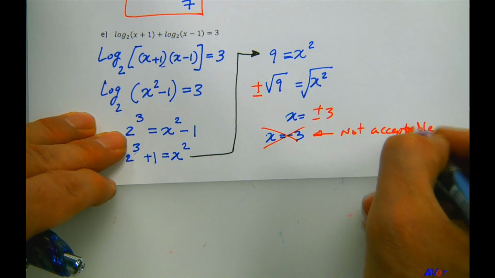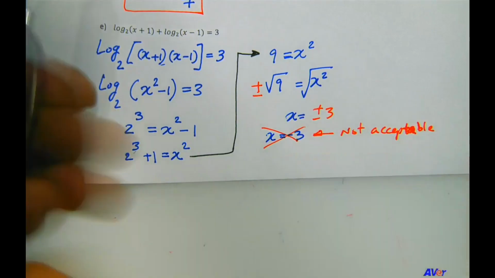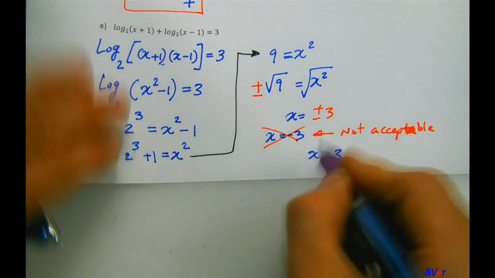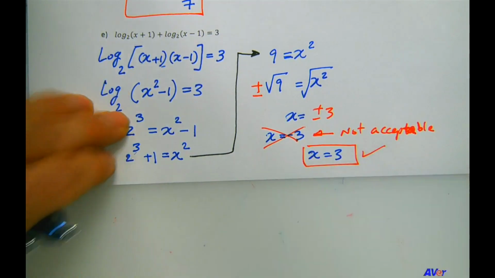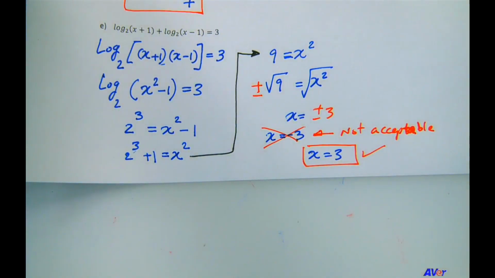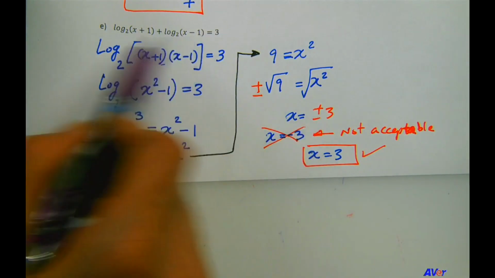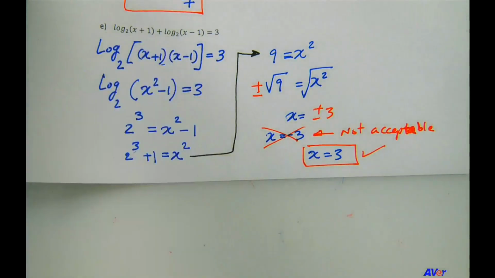Not acceptable here. But x equals 3 is acceptable, and it checks out. This is why with logarithmic equations we need to check to make sure that the solutions we have are within the domain of the log function.